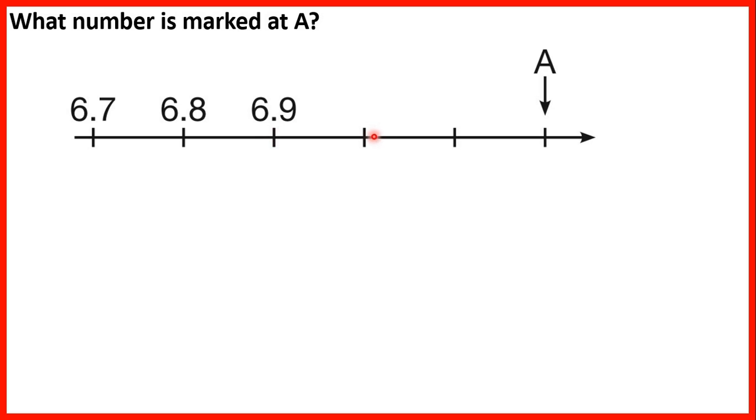So 1/10 more than 6.9 is 7.0, which we normally just write as 7, because 7.0 tells us that we have a whole number. The 0 tells us that we don't have any extra tenths, we just have 7 ones. So then after 7 or 7.0, we will have 7.1, and then the point marked at A will be 7.2.